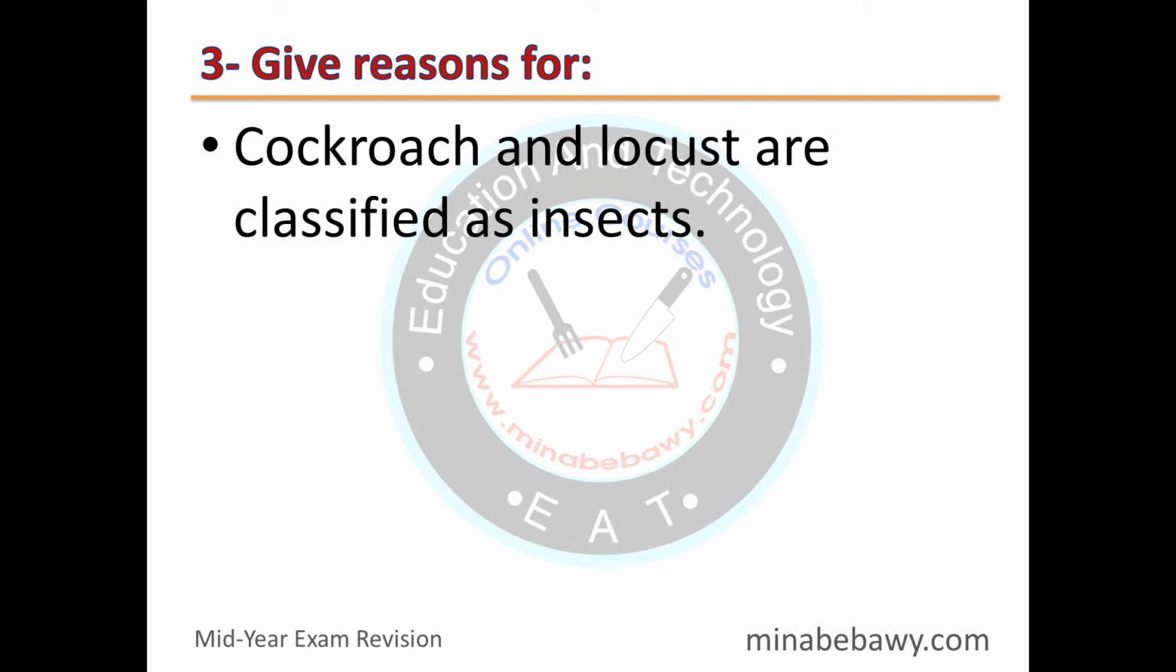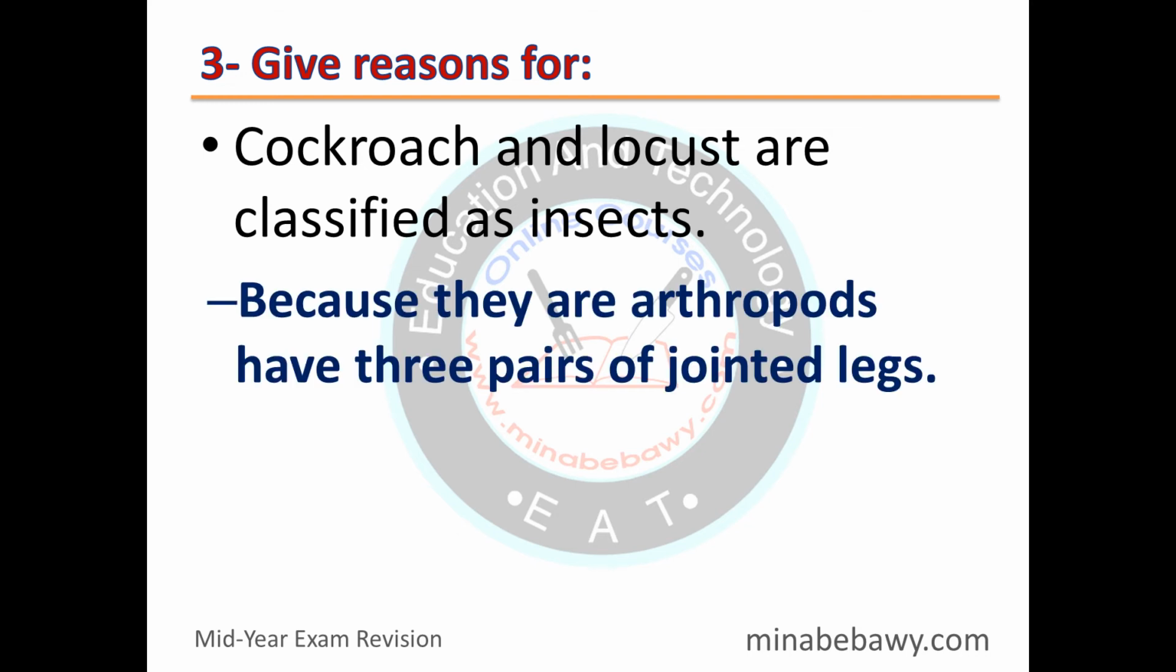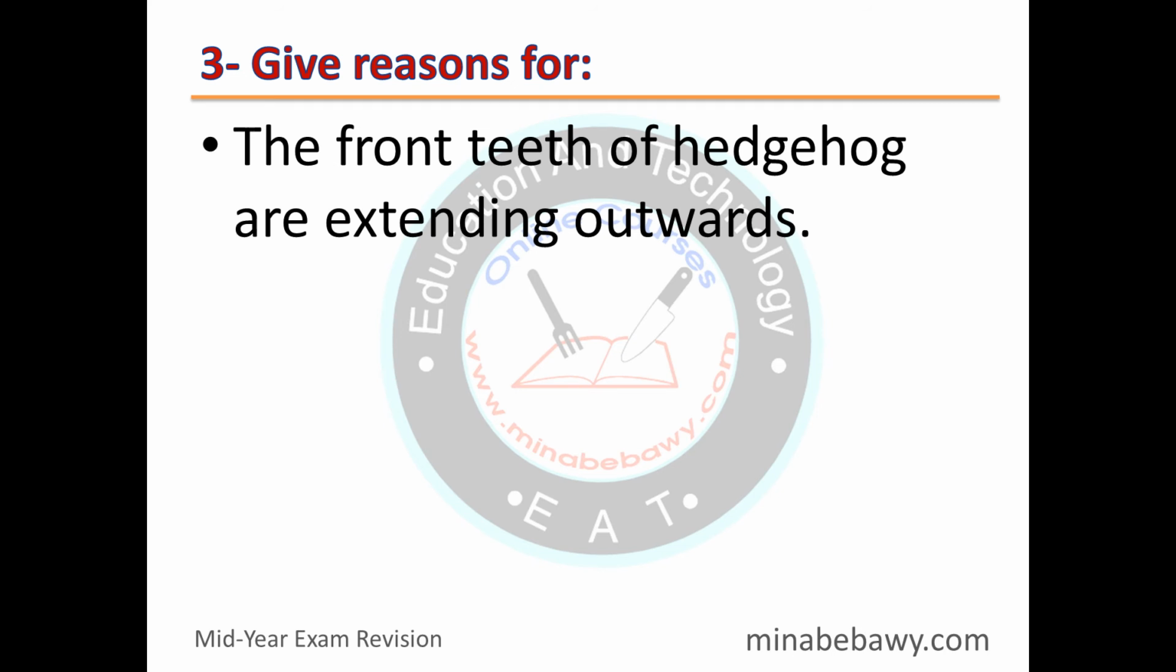Cockroach and locust are classified as insects because they are arthropods that have 3 pairs of jointed legs. The front teeth of hedgehog are extending outward to capture insects.